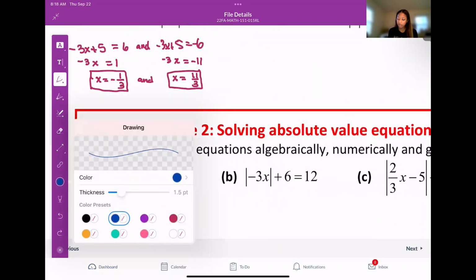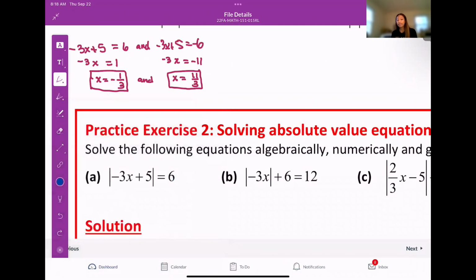All right, for part B, this one is a little bit more involved. We have the absolute value of negative 3x, and then plus 6 equals 12. Before we jump to the step that we did in the last part, where we take what's inside of the absolute value out and set it equal to plus or minus the number on the other side, first you need to isolate the absolute value term. So for this problem, we can subtract the 6 from both sides first. And we have the absolute value of negative 3x is equal to 6. 12 minus 6 is 6.